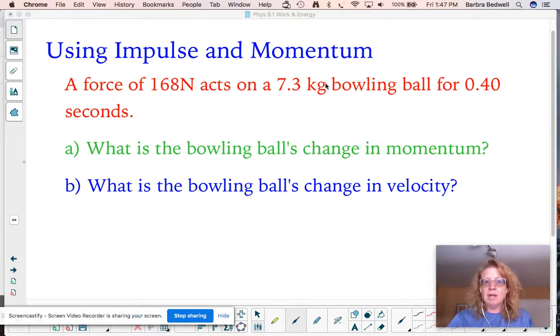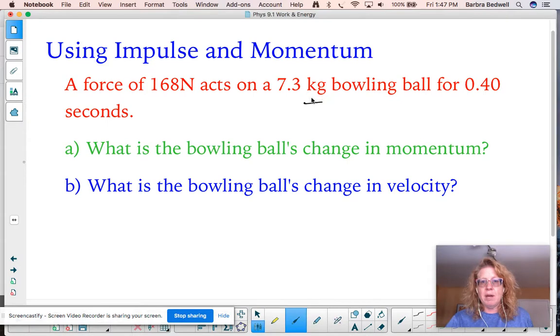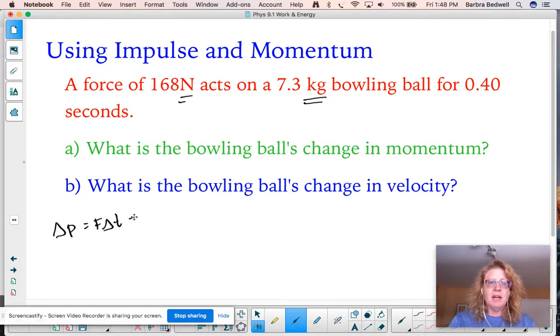It's important to know that in this particular chapter, because we're dealing with force, kilograms are considered to be the standard unit, not grams. That's because our units of newtons are always related to kilograms as well. So we don't have to do any weird conversions in here. With this, what's the bowling ball's change in momentum? Well, we can figure it out a couple of different ways. Delta P equals F delta T, which equals M delta V, depending on which pieces we have.